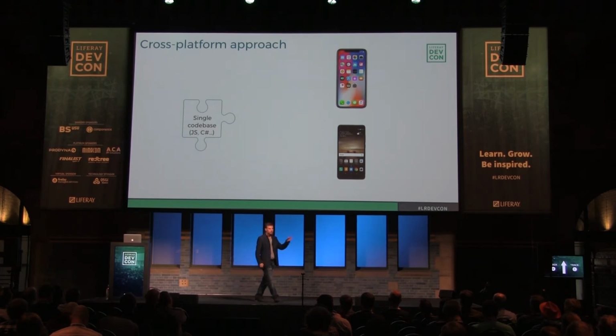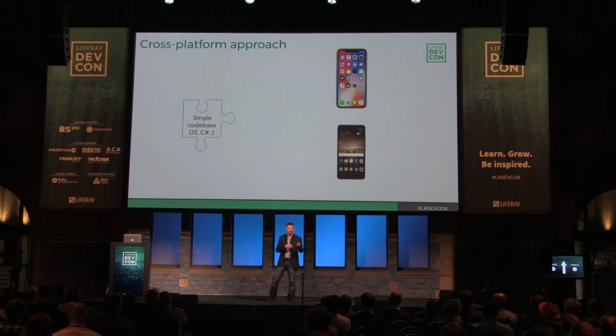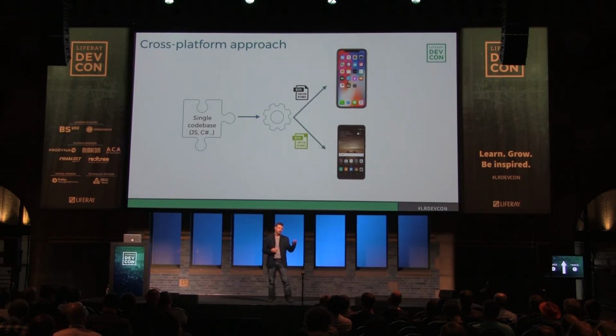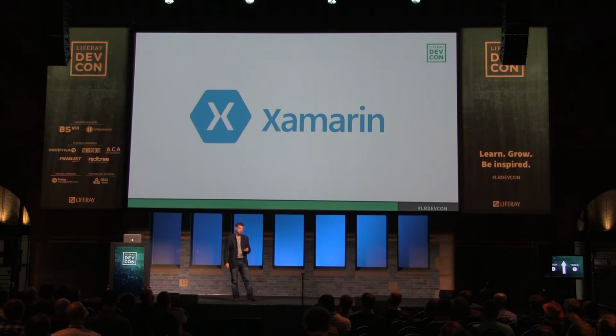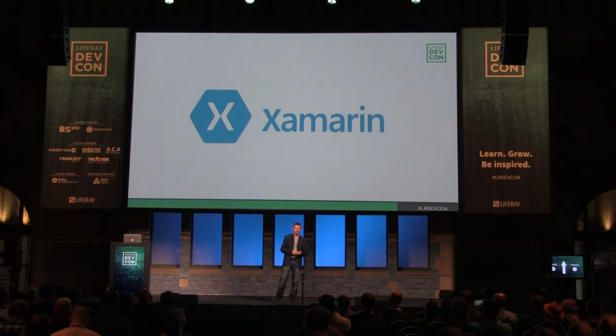Hybrid means the web view approach is one of the possibilities, but we also have the cross-platform approach. It means that you have a single code base written in JavaScript, C#, different languages, and thanks to one framework, one technology, you compile that single code base into two binaries. One binary for Android, one binary for iOS. There are several of these frameworks, but probably the most famous is Xamarin. Xamarin is a very enterprise-oriented framework for this kind of cross-platform development.